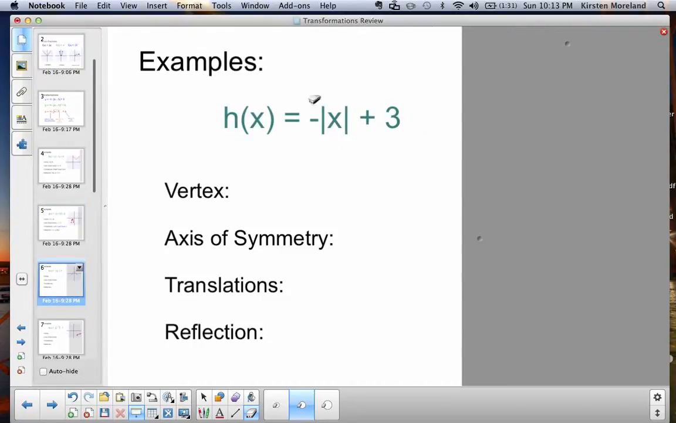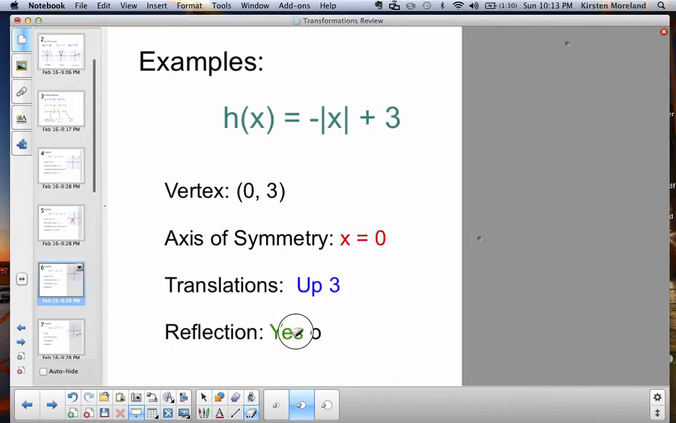Alright, this next one, again, we're back to the V shape, the absolute value. Notice that on the inside with x, there's nothing, which means the x-coordinate is 0. And the y-coordinate is 3. Again, the axis of symmetry is the x-coordinate of the vertex, so it's x equals 0. We have a translation of it just shifting up 3. It has not shifted left or right, that's why our vertex is still at 0.